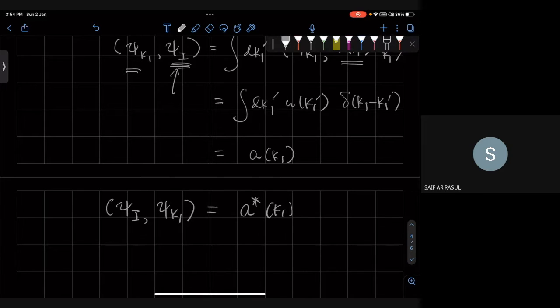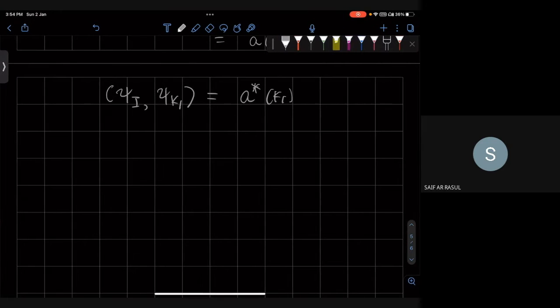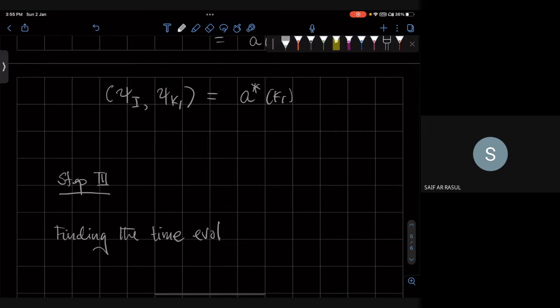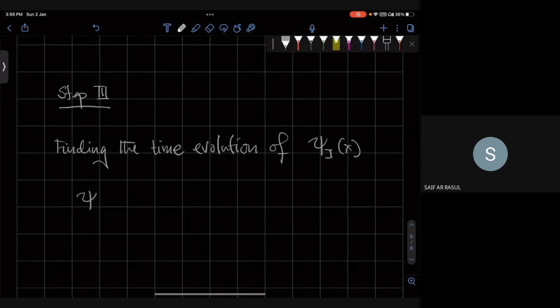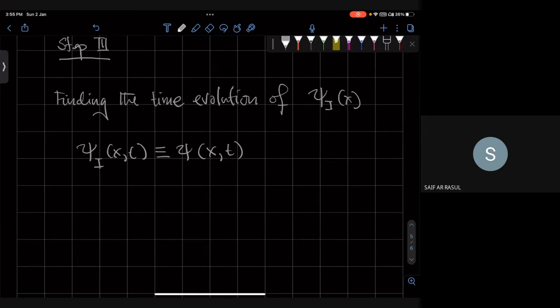Okay, so now step 3 is finding the time evolution of psi I of x. Step 3, finding the time evolution of psi I of x. Okay, so this is basically psi I of x and t, which I think we are calling just psi. And that is going to be given by, well, we know how to do this.